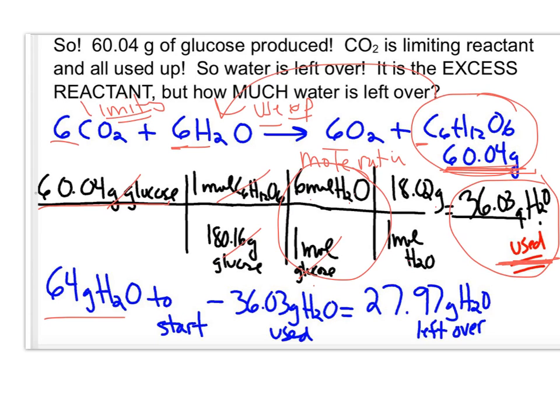So I had 64 grams of water to start. That was the information given to me at the beginning of the problem. I just calculated in this third stoich problem that I am going to use up 36.03 grams of water. And so with simple subtraction, I find out that I'm going to have 27.97 grams of water left over.